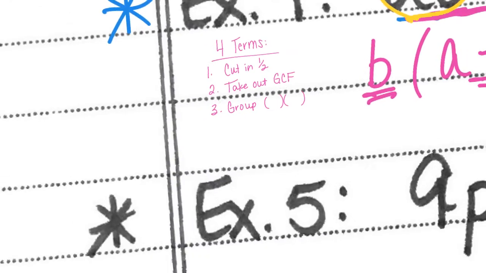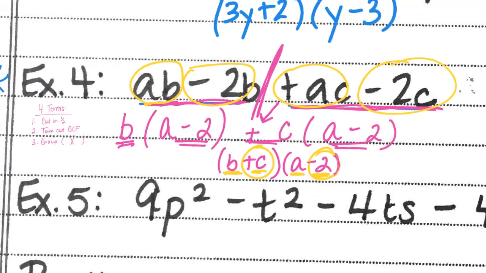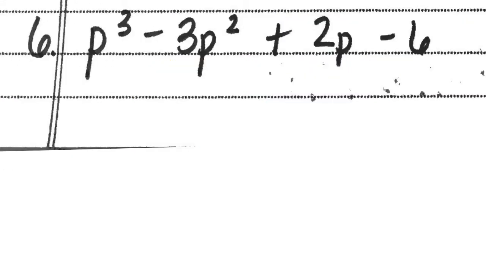All right, let's try one or two more. All right, so here we go. We have 1, 2, 3, 4 terms. Anytime we have 4 terms, we're going to cut it in half. What can I take out of the first half? Good, I can take out a p squared, and I have p minus 3 left over.